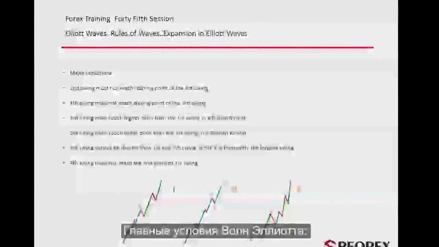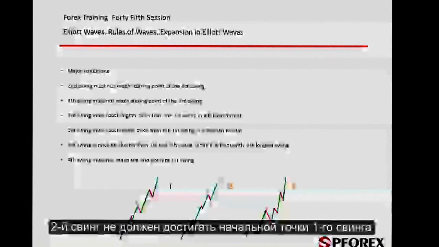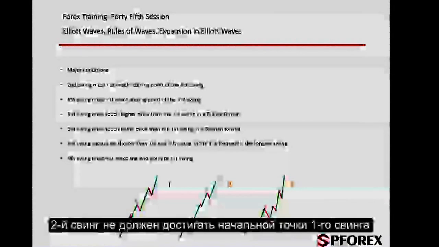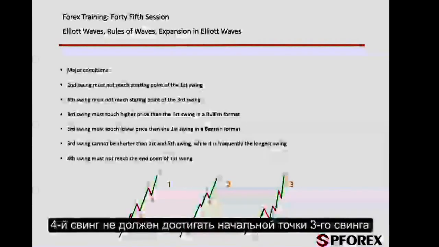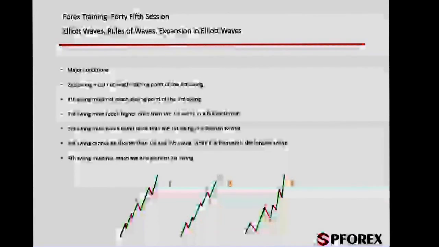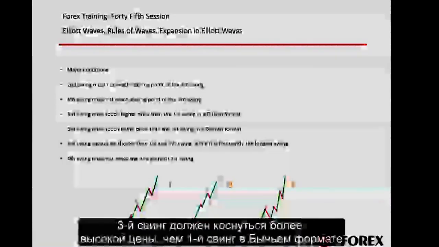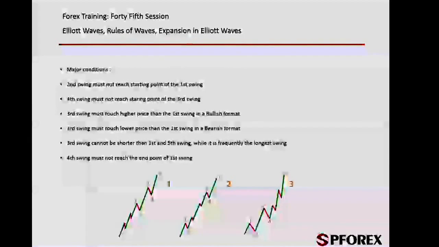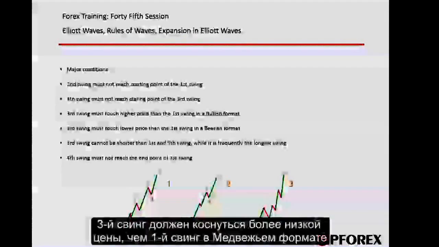The major Elliott waves conditions are: the second swing must not reach the starting point of the first swing. The fourth swing must not reach the starting point of the third swing. The third swing must touch a higher price than the first swing in bullish format. The third swing must touch a lower price than the first swing in bearish format.